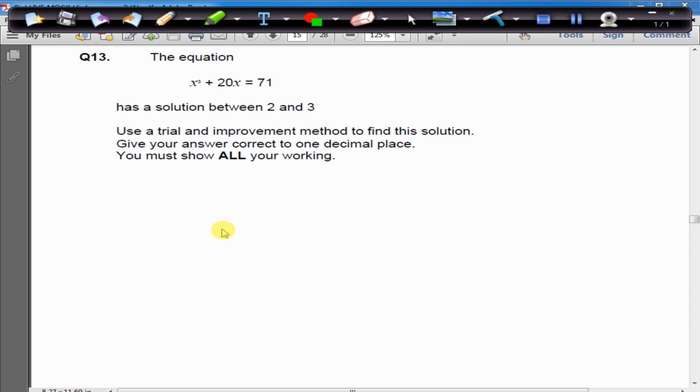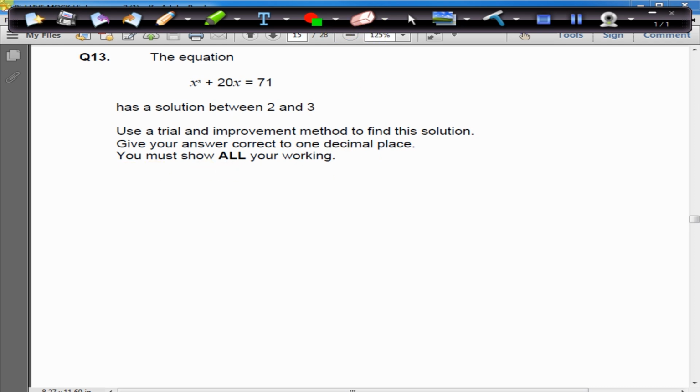Okay. Alright. Question number 13. The equation x cubed plus 20x equals 71 has a solution between 2 and 3. Use the trial and improvement method to find the solution. Give your answer correct to 1 decimal place. You must show all your working.